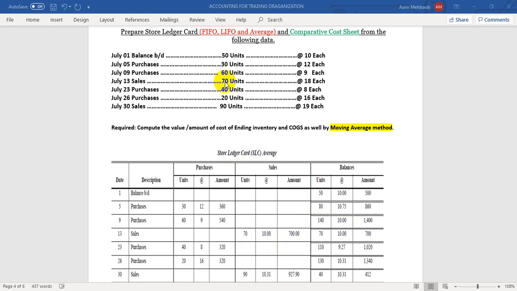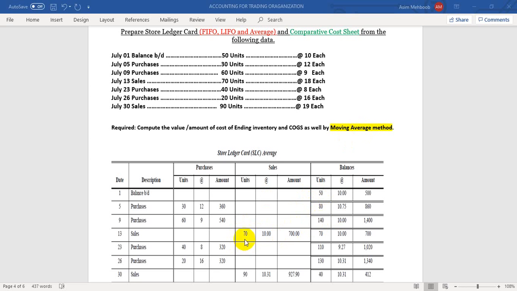And now you are selling 70 units. It's very simple here in the sales phenomena as compared to FIFO and LIFO. When you are going to sell the 70 units under the moving average method or the average method, you're not supposed to see different levels of inventory, which one is the oldest or which one is the latest. You have only one kind of inventory. So of 140, you can sell 70 units.